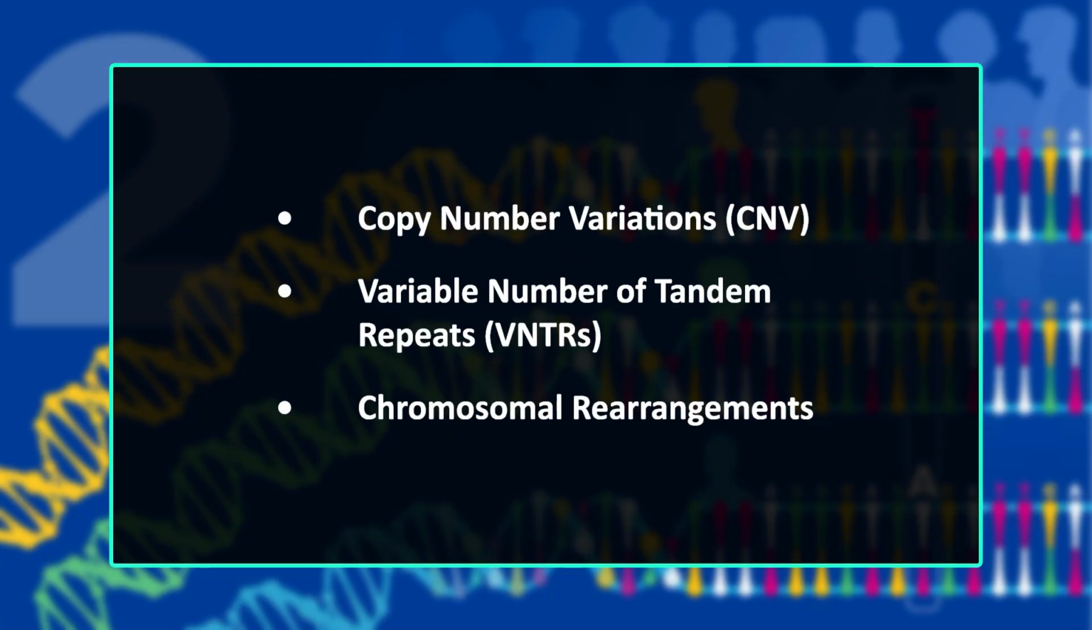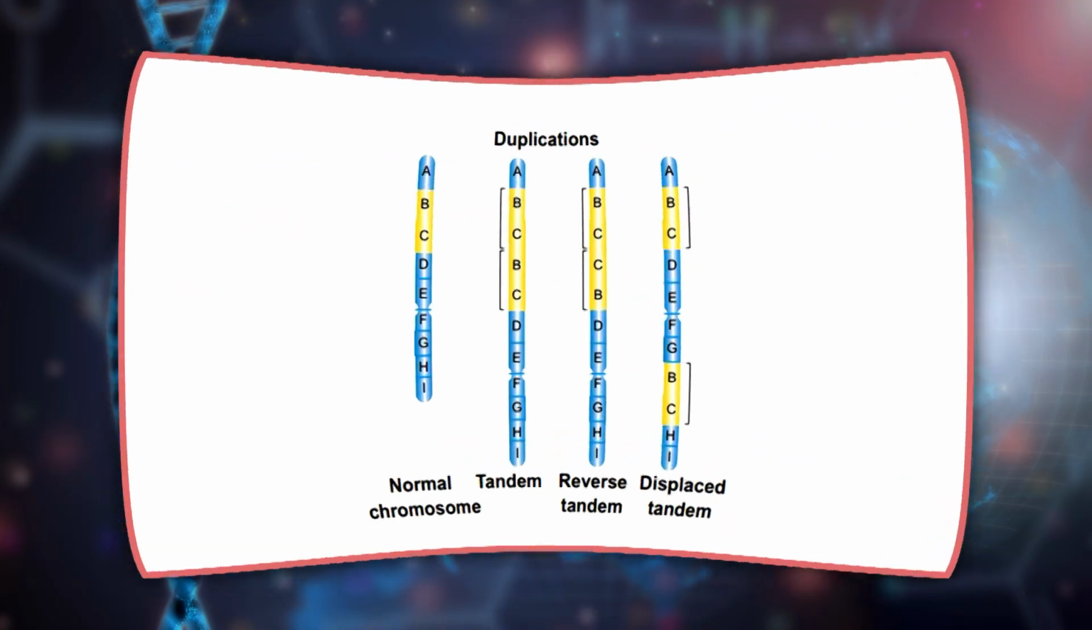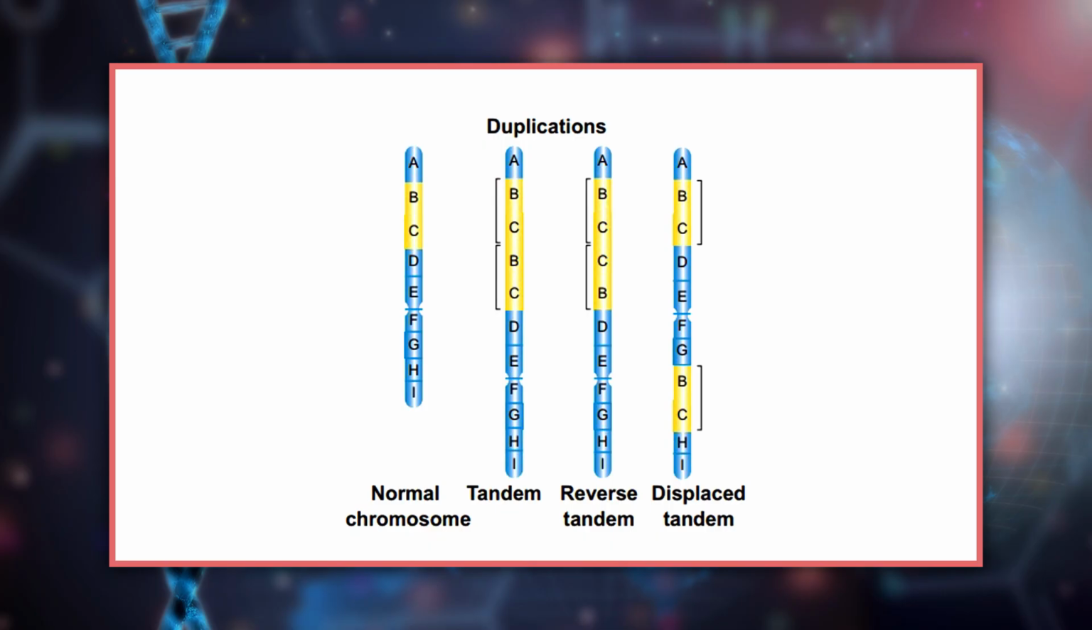They include copy number variations, variable number of tandem repeats, and chromosomal rearrangements. Dear students, let's first discuss the copy number variations or CNVs. A CNV or copy number variation can be simple in structure such as tandem duplication or may involve complex gain and loss of homologous sequences at multiple sites in the genome.